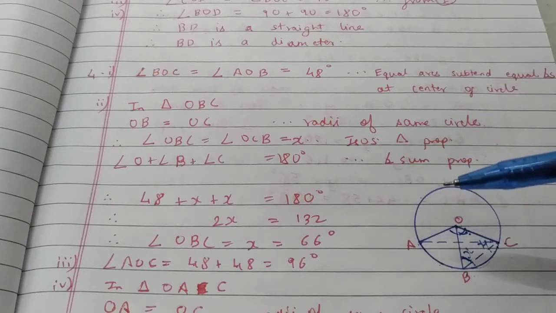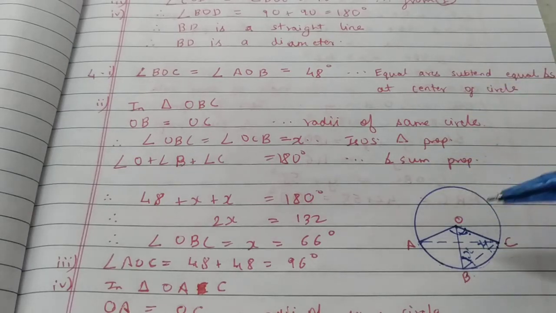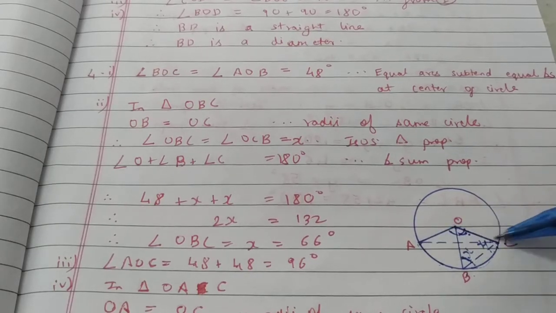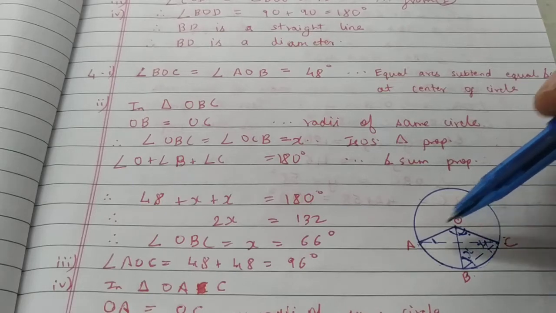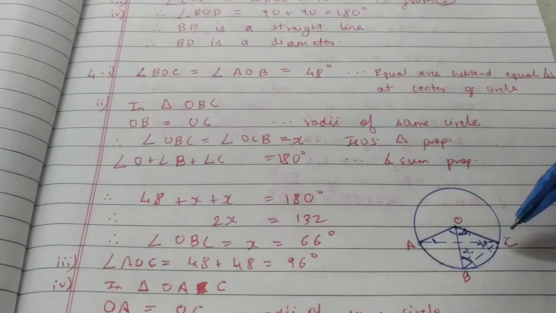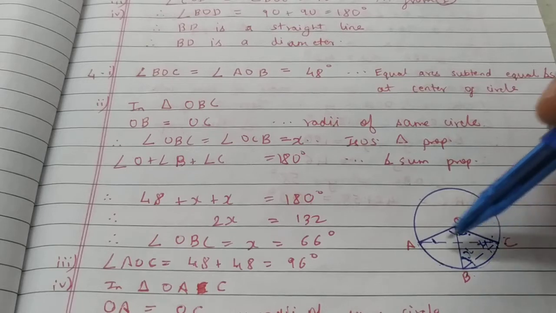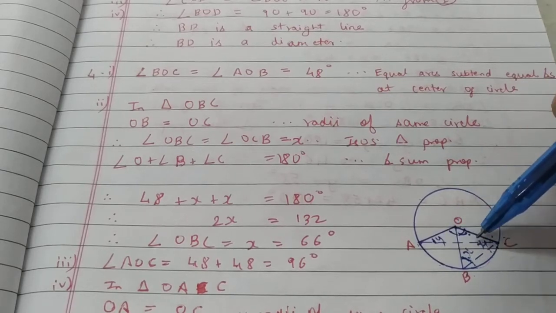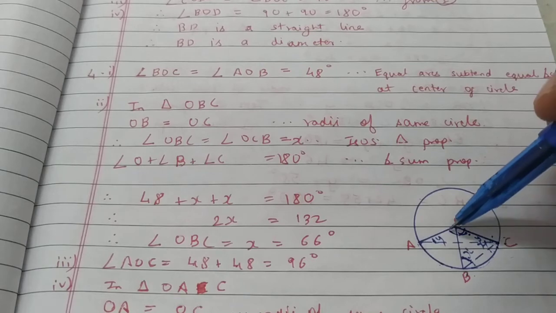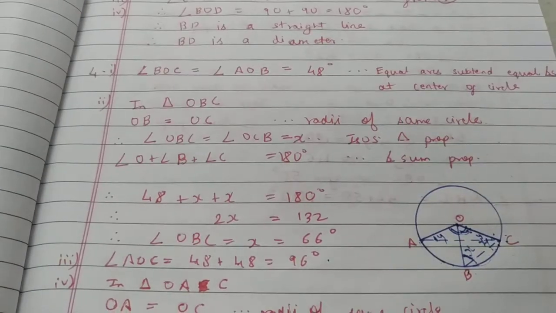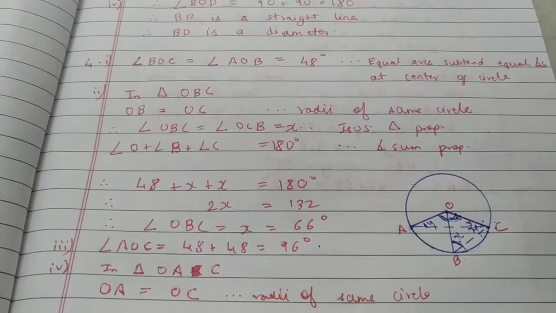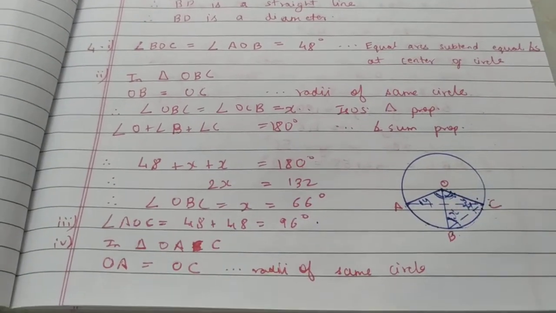In Roman number 4, they've asked to find angle AOC. No, OAC, sorry. OAC. So again, this is similar to Roman number 2. In OAC, we will take triangle OAC, which is an isosceles triangle. Assume angle A and C to be y and y each. Don't use x again. And central angle is already known. Angle AOC we have already found out to be 96 degrees. So we use angle sum property and get the value of angle OAC.